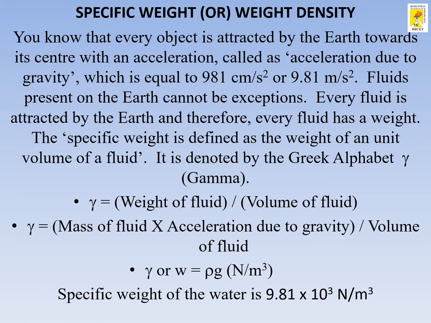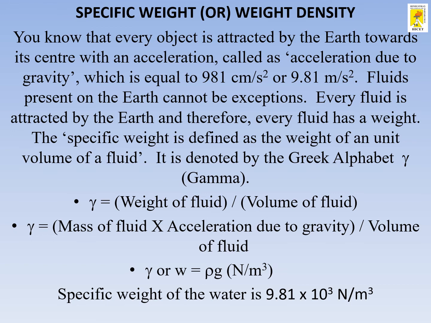The next one is specific weight or weight density. You know that every object on the earth is attracted by the earth towards its center with an acceleration, called acceleration due to gravity, which is equal to 981 centimeter per second square or 9.81 meter per second square. Fluids on the earth cannot be an exception. Every fluid is attracted by the earth, and therefore every fluid has its own weight. Specific weight is defined as the weight of a unit volume of a fluid.